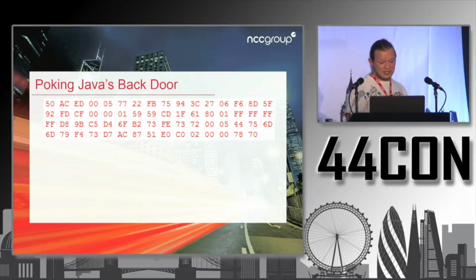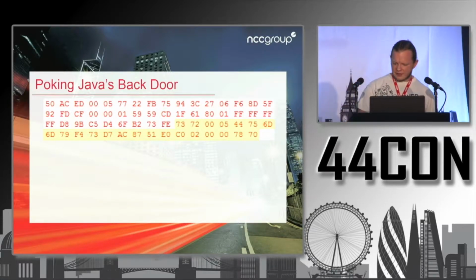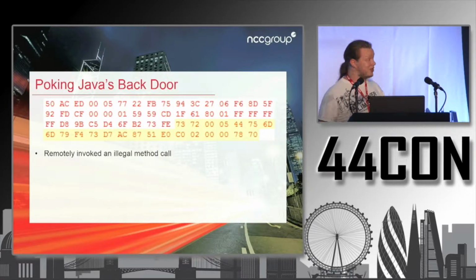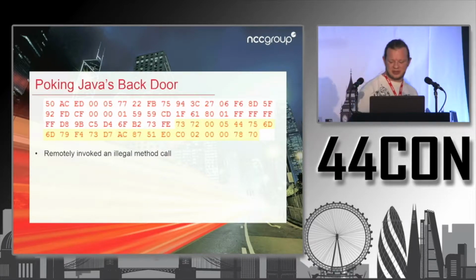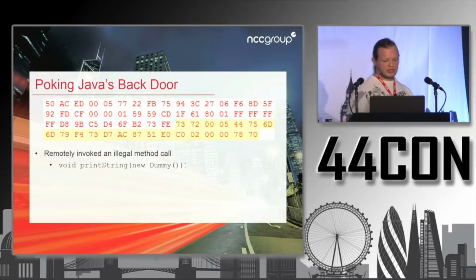So what my proxy had actually done was this. You can see that's not the string parameter, but an object, which, like I say, was actually a YSOSerial payload. So what I've done here is remotely invoked an illegal method call. I've called print string, which accepts a string parameter, and I've passed it a new object of type dummy, which isn't type compatible with string. You cannot run that Java code, you can't compile it. It's an illegal method call.